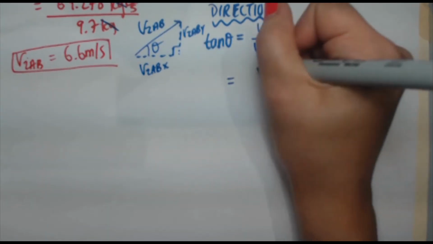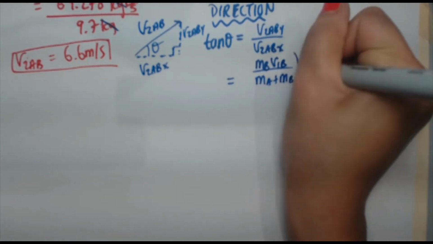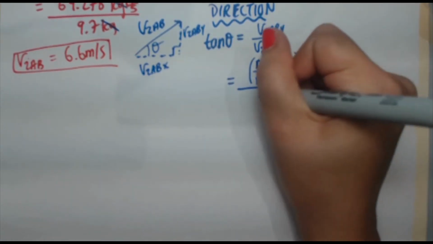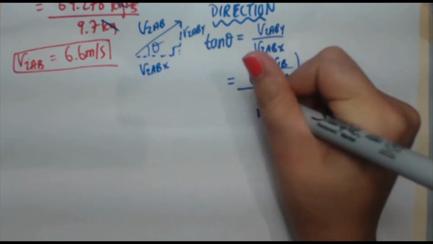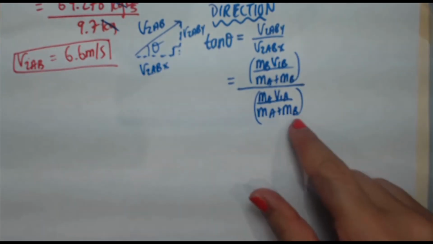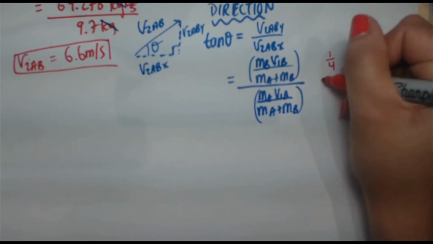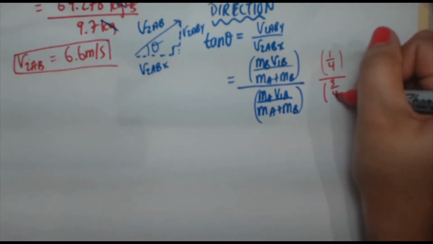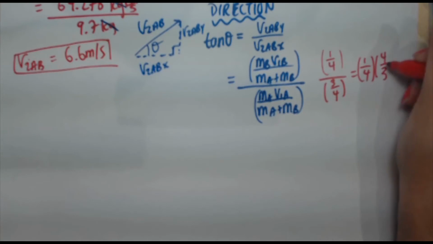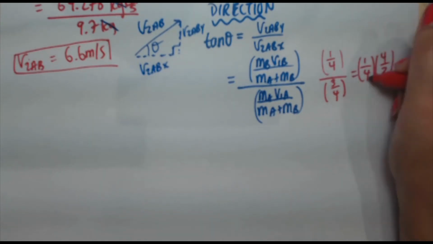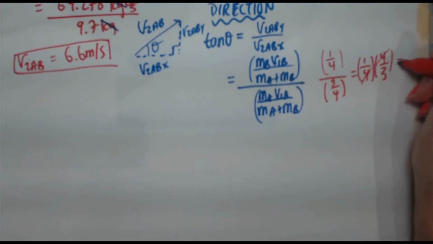Okay, so V2ABY, MB V1B over MA plus MB, all over MA V1A over MA plus MB. Now when you have a fraction over a fraction, if the denominators are the same, they actually cancel out. And the reason for that is, imagine you had 1 over 4 divided by 3 over 4. Okay, so this is the same thing as 1 over 4 times 4 over 3, right? When you bring the fraction in the denominator up to the top, you have to flip it, okay? So therefore you see the 4's cancel and you're left with 1/3.